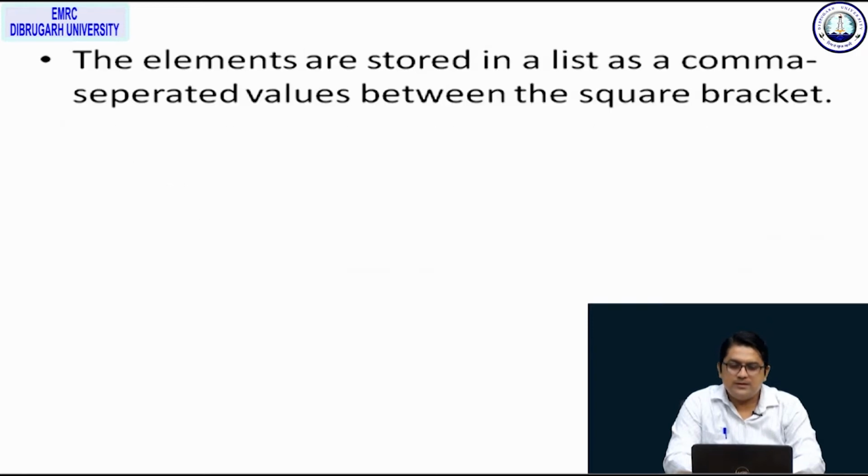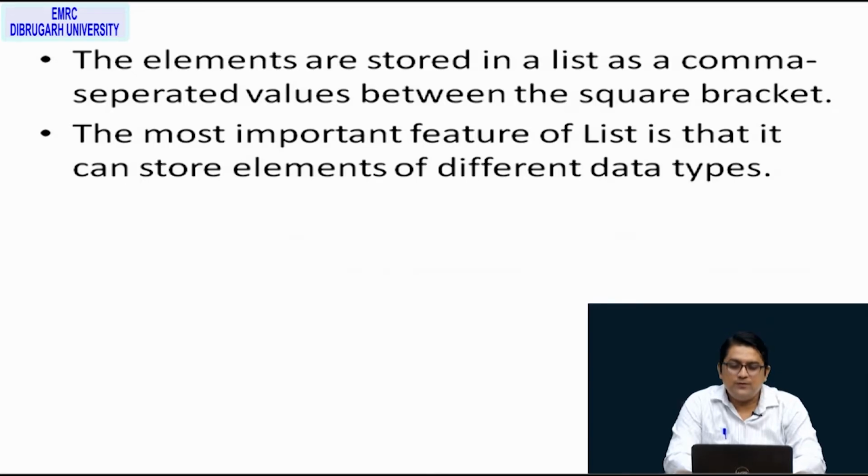The elements that are stored in a list are basically comma separated values which are put inside square brackets. And the most important feature of list is that it can store elements of different data types. That means, it is not necessary to have a list with elements of the same type. You can put together elements of different data types, say for instance, numeric values as well as character values or string values.